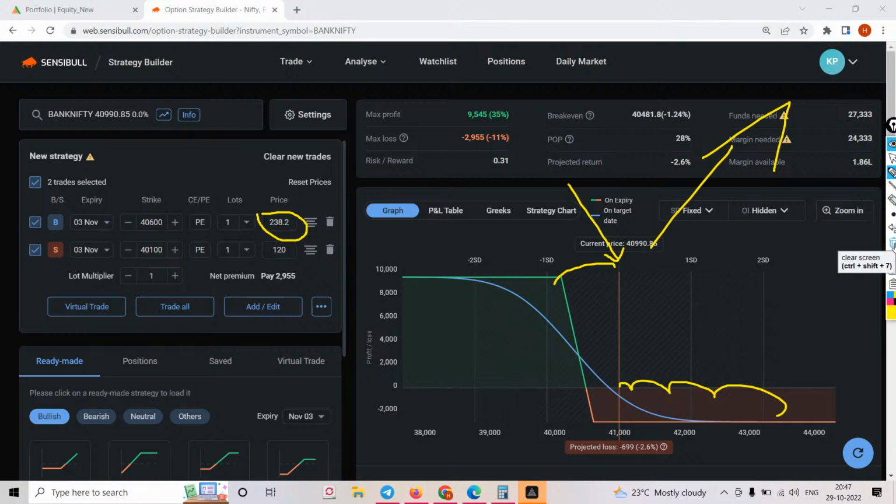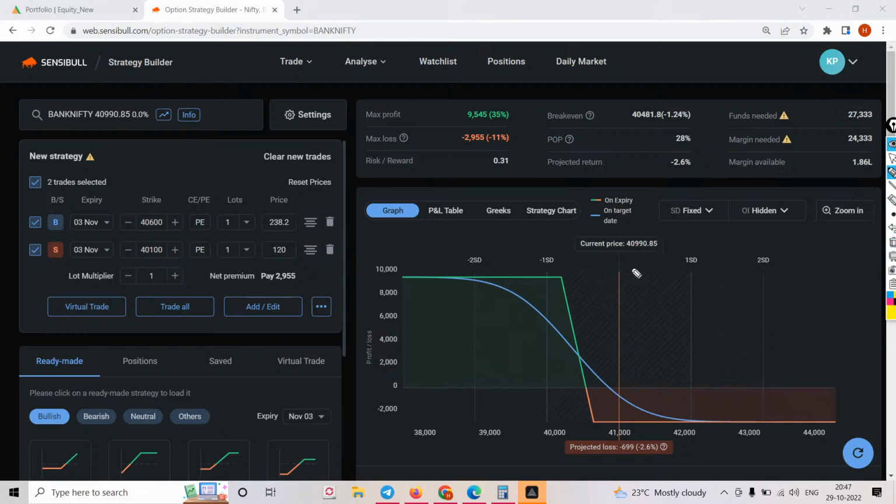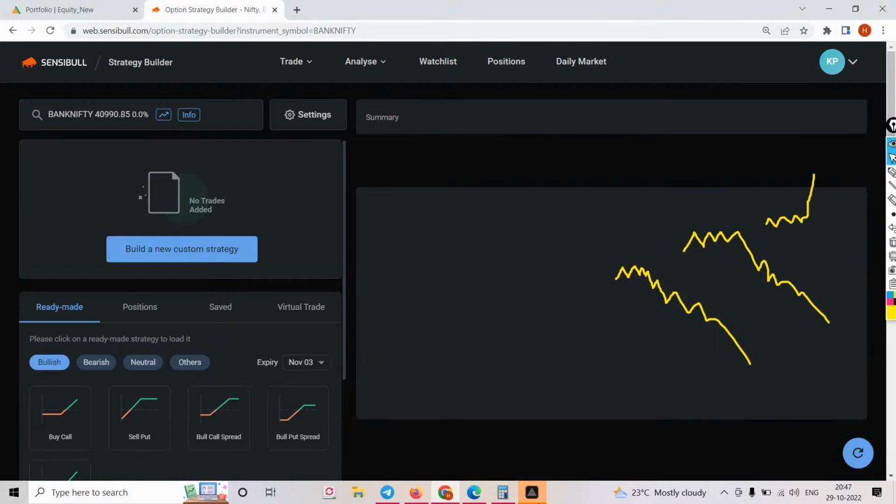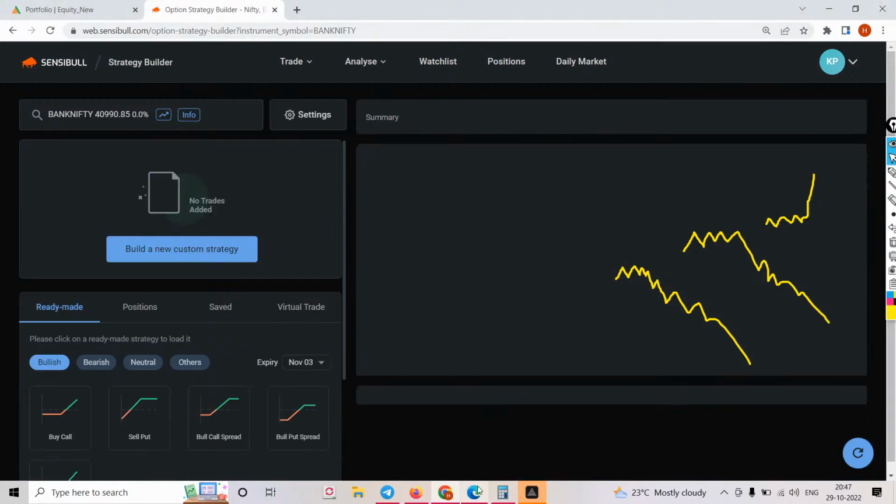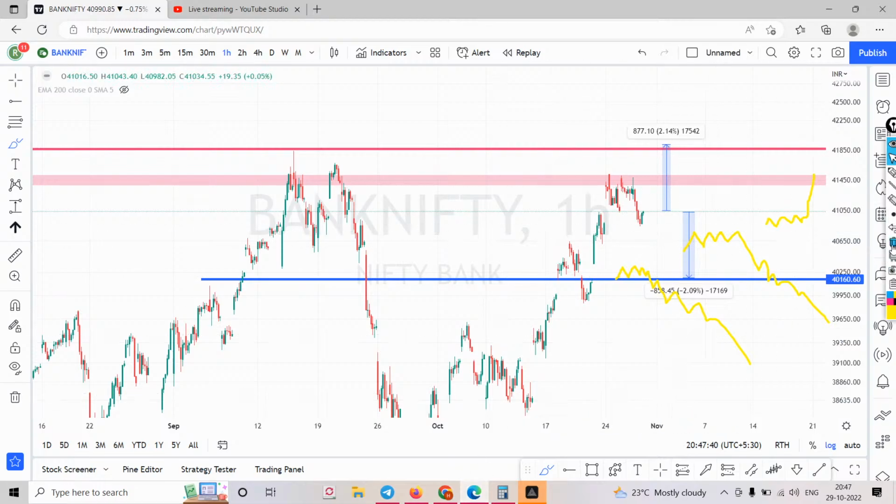This is going to be very interesting, right? Your view is sideways to bearish, but still who knows. The moment you say sideways to bearish, it can be sideways to bullish. So let's see what will happen if I deploy a call ratio spread. Again, let me take you to the chart, and let me delete everything.